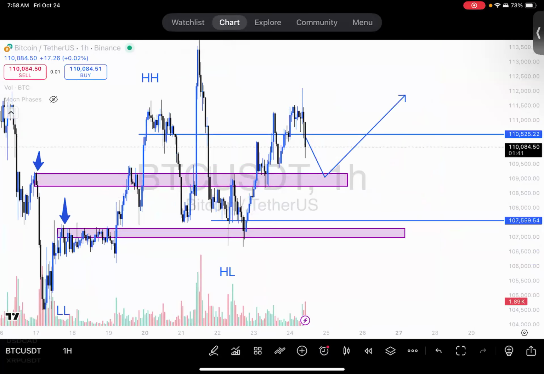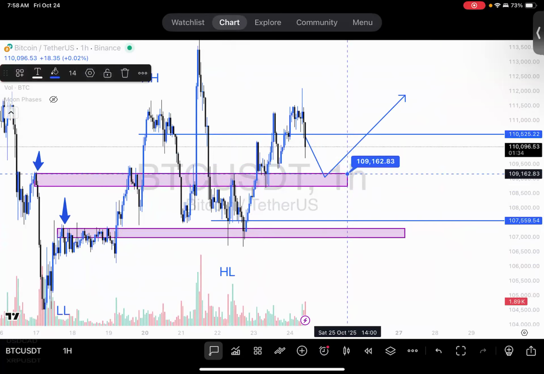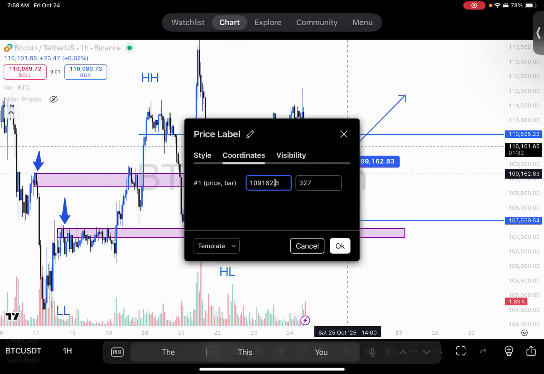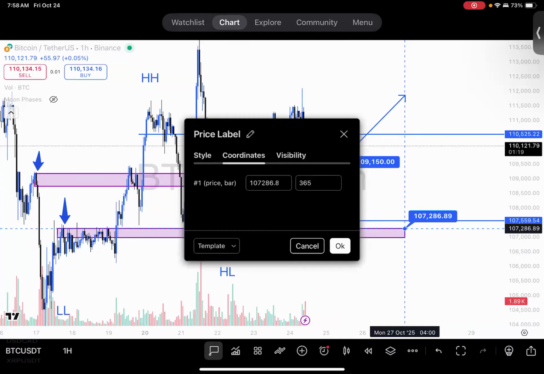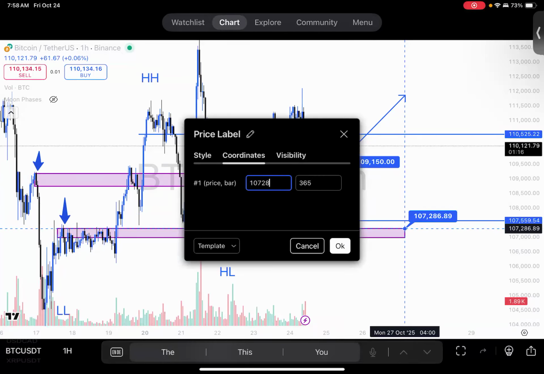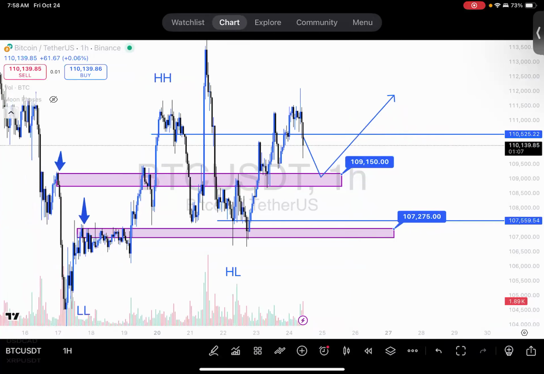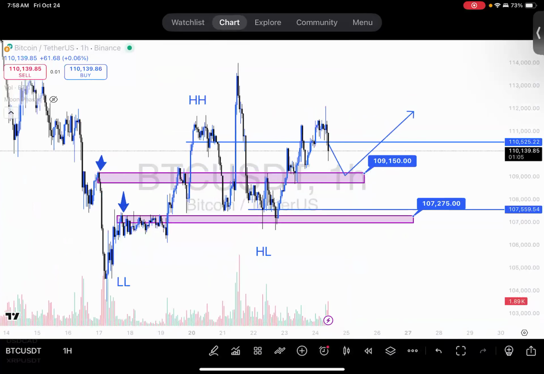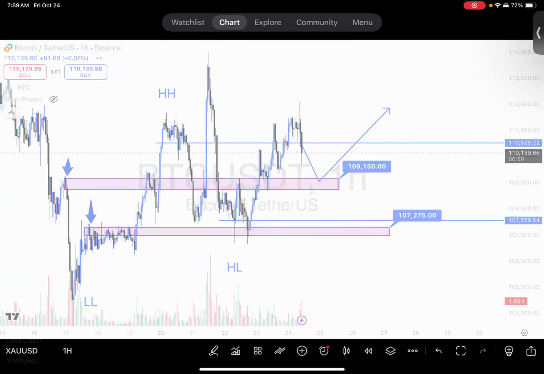Our two zones are, right, always make sure you put a price label. We're looking at 109.50. Always round this up to the nearest whole number. 109.150, and then also 107.275. Those are those two zones that we're going to look for the market to react from, and then see how that plays out. So I'll send this into the chat as well for you guys.